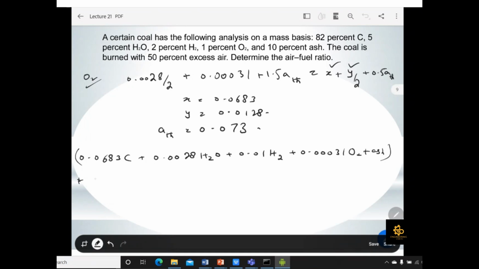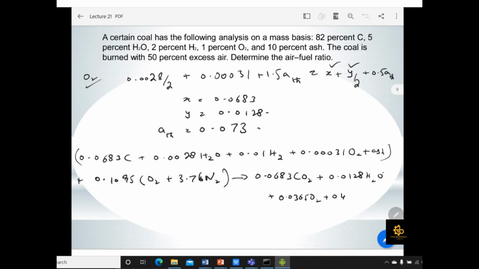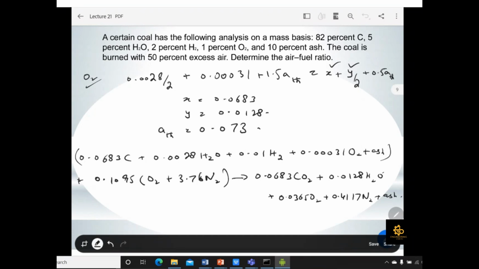which is 0.1095 O2, 1 kilomole of O2 plus 3.76 kilomole of N2, and it turns out to be 0.0683 CO2 plus 0.0128 H2O plus 0.0365 O2 plus 0.4117 N2 and plus ash. Okay, so now this is the equation for the chemical reaction for the combustion process.